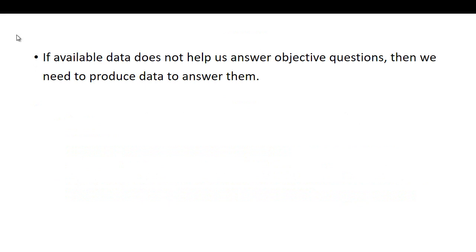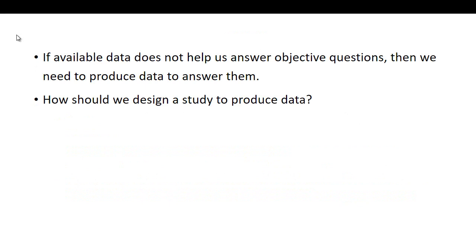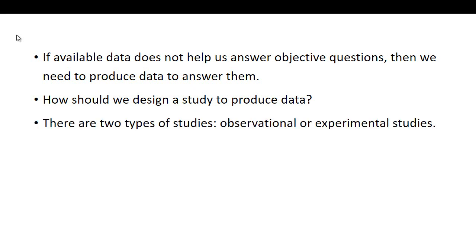If available data does not help us answer objective questions, then we need to produce data to answer them. And then the question is how to design a study to produce data. There are two main types of studies: observational and experimental studies. Observational study.